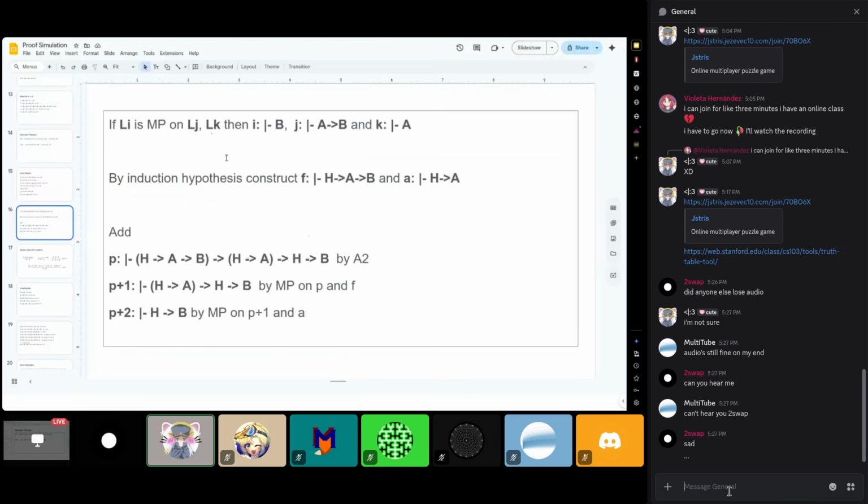Now, the inductive step, right? If line i is modus ponens on line j and line k, then line i is of the form can derive B, and line j is of the form can derive A implies B, right? And k is of the form can derive A.